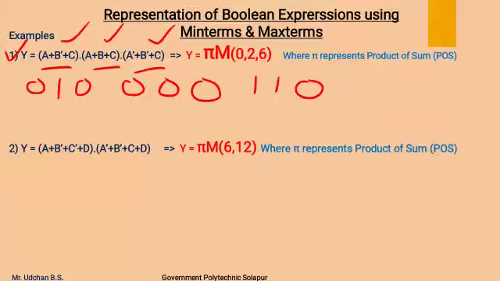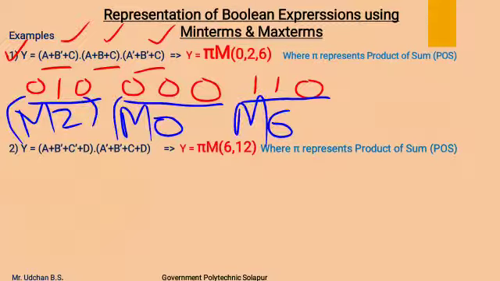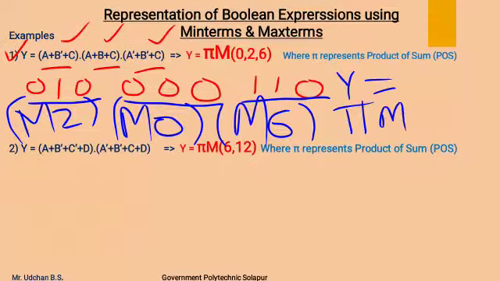So now I will write the equivalent number. For 0 1 0 I will get 2. For 0 0 0 I will get 0. For 1 1 0 I will get 6. That is, I can write this as capital M2, M0 and M6 ANDed together. Now in short I can write this as y is equal to pi capital M into the bracket.